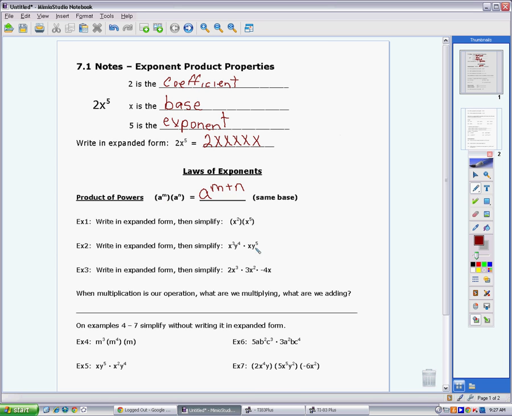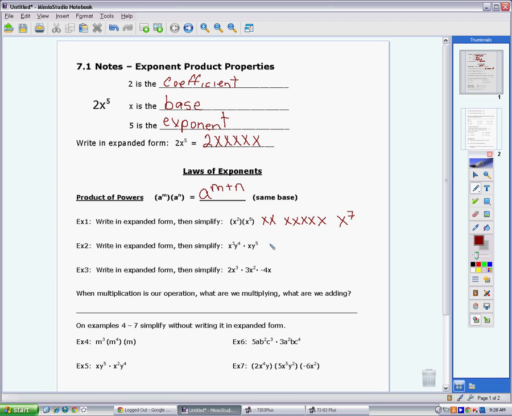Write in expanded form and then simplify. So x squared is going to be x times x. X to the 5th is going to be x times x times x times x times x. So how many do I have total? Well, I have 1, 2, 3, 4, 5, 6, 7 that I'm multiplying in total. So that's going to be x to the 7th. And if you'll notice, I'll take 2 plus 5, and that equals 7.